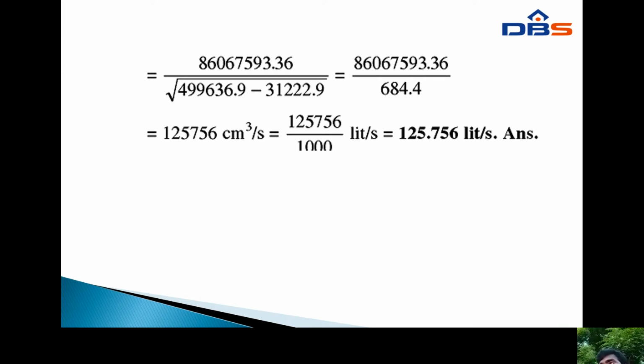Discharge units are meter cube per second, or mm cube per second, or centimeter cube per second. In this problem, the values are given in centimeters, so the discharge units are centimeter cube per second. Therefore, centimeter cube per second is converted into liters per second: 125,756 divided by 1000, that equals 125.756 liters per second.